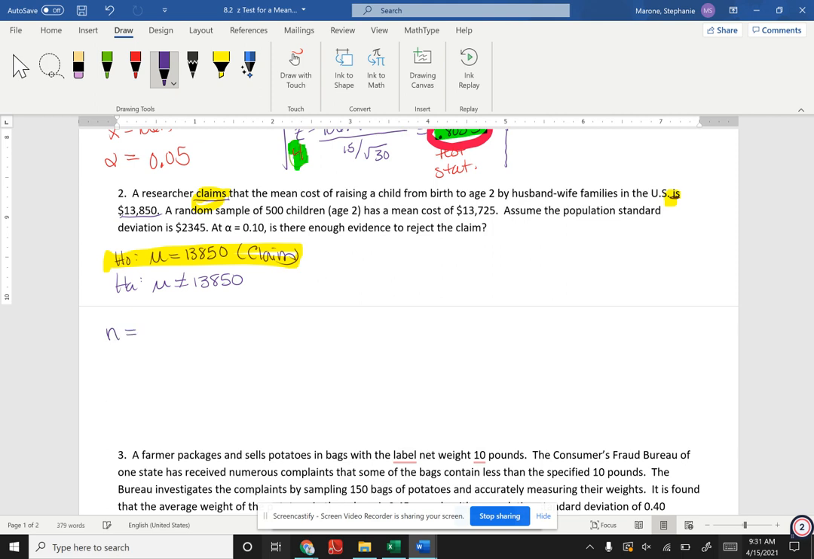A random sample of 500 children has a mean cost of $13,725. So the sample mean is that. Assume the population standard deviation is 2345. So that's my step 1.